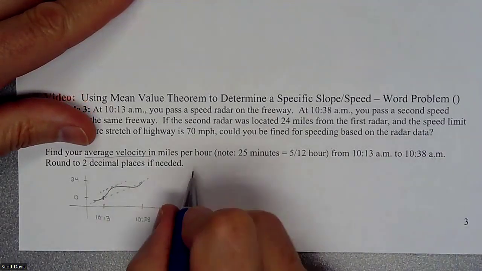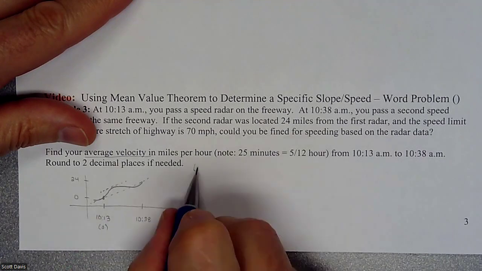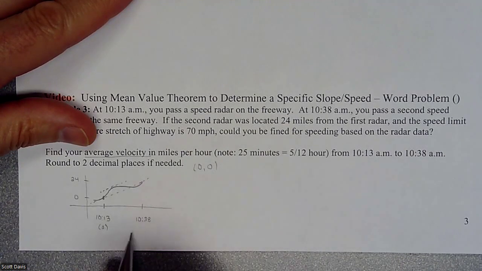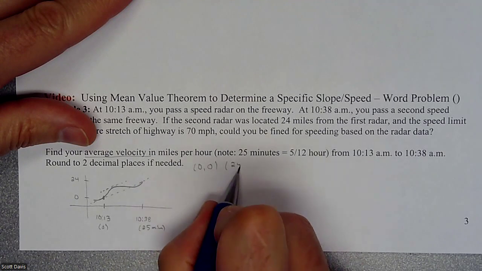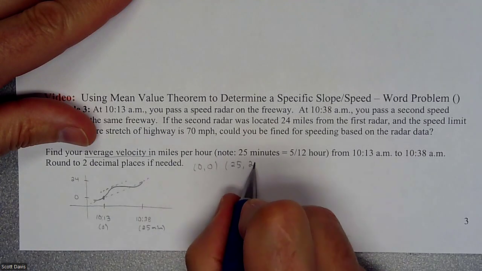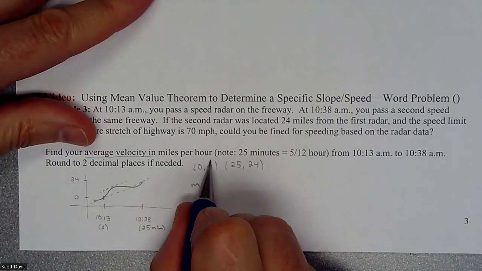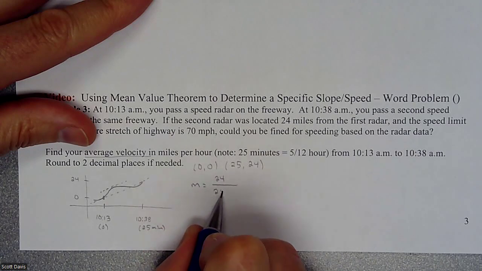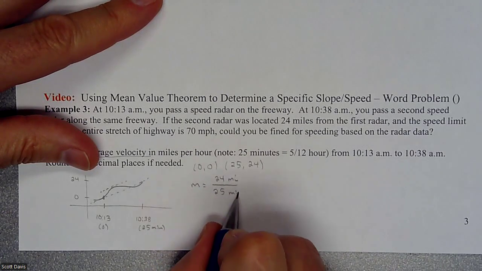To find an average slope, we need coordinates. At time 0, we were 0 miles away from the first radar. And then at the second radar, we were at 25 minutes. So at 25 minutes, we were 24 miles down the road. If we find the slope of this, we're looking at the change in y's, which is 24, over the change in x's, which is 25. So let's put some labels onto that. It's 24 miles in 25 minutes.